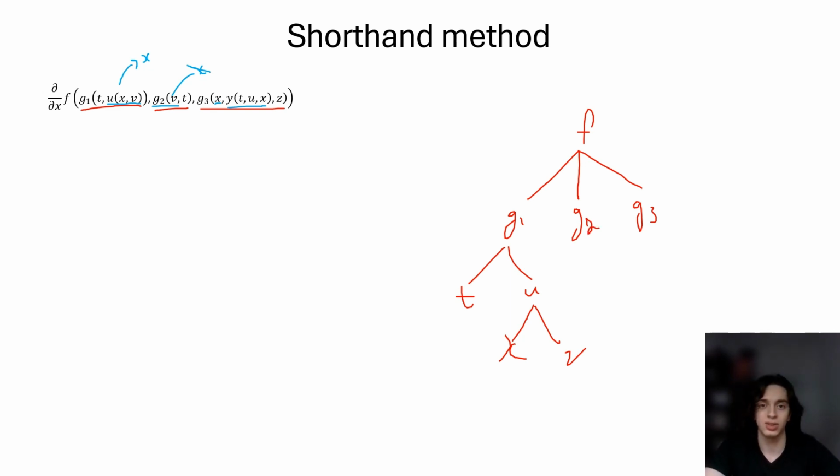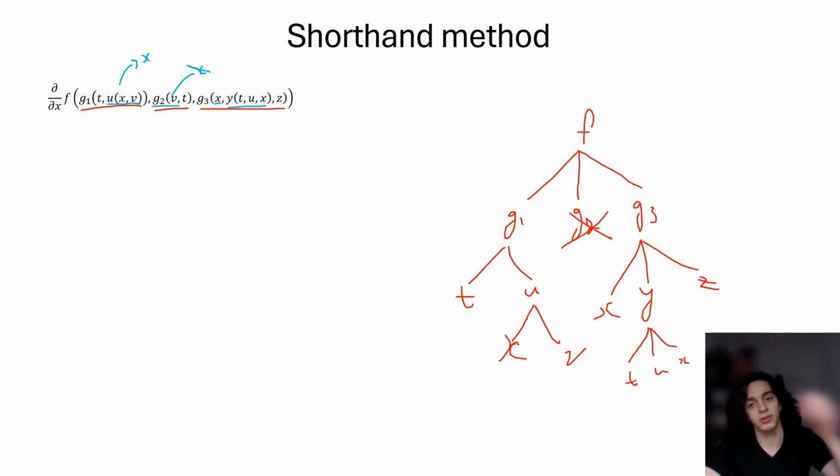g2, we do not really need to consider it because we're going to be drawing paths to basically x's in this graph. And since g2 does not depend on x, it's not going to have any paths going through it, so we may as well just exclude it. g3 depends on x itself, depends on y, which is a function that depends on x, and z, which we may as well include. y depends on t, u and x.